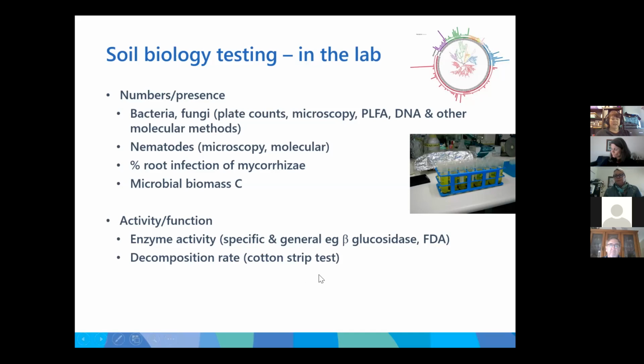There is further you can go with the cotton strip test and look at decomposition. You can bring the cotton strip test back to the lab and actually measure the force required to tear the calico. And that gives you an actual quantitative estimate of the decomposition.